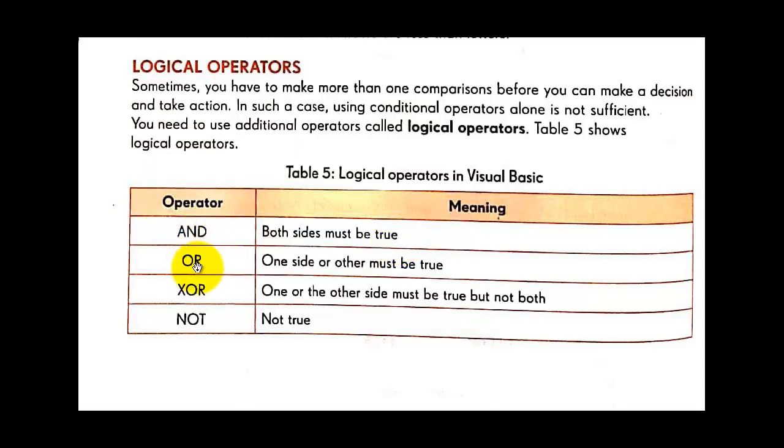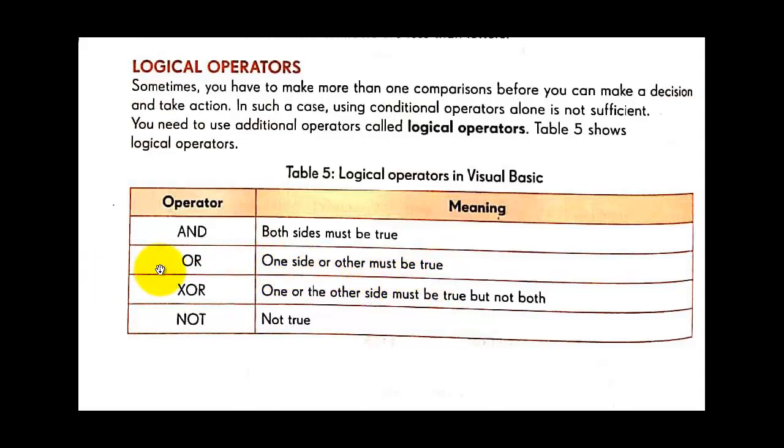And what about this OR operator? It is the opposite of the AND operator. While using this OR operator, condition 1 or condition 2, if one of these conditions is true, either condition 1 is true and condition 2 is false, then it will return true. If condition 2 is true and condition 1 is false, then also it will return true, because either condition 1 or 2, any one can be true. One side or other must be true.